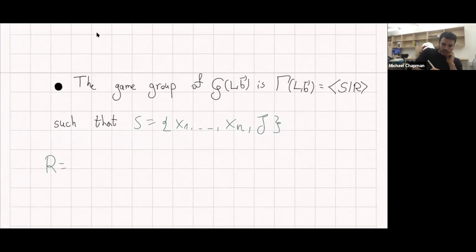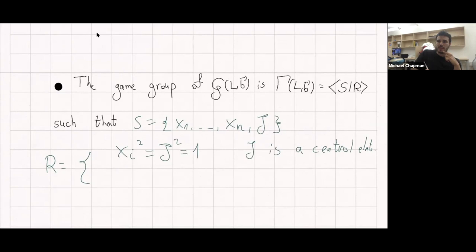And now what are the relations? We have lots of relations. Let me write them down. First of all, the generators are of order two. This is my first condition. My second condition is that J is a central element, so it commutes with everything. My third condition is that whenever two variables appear in the same equation, they must commute. So let's write it down. Whenever Lik is equal to Lik prime is equal to one, it implies, so this is the complex number one, this is one of the group gamma, then the commutator of xk and xk prime is the identity element.